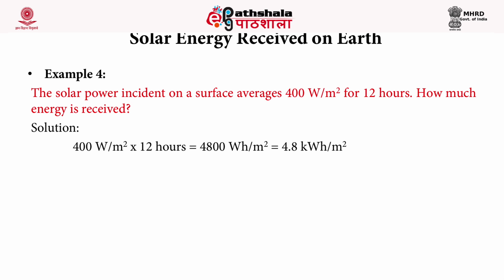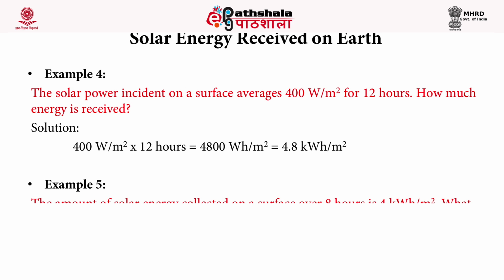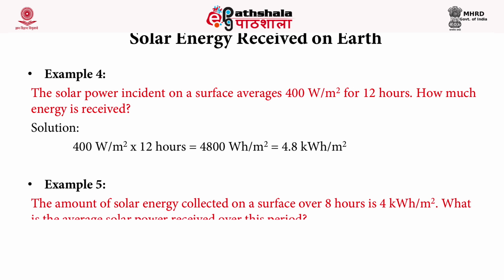For this, 400 is the solar power incident on surface and 12 hours is the time. So, just multiply those. 400 watt per meter square multiplied by 12 hours will give you 4800 watt hour per meter square, which is equal to 4.8 kilowatt hour per meter square. That is the energy received by the earth from the sun.